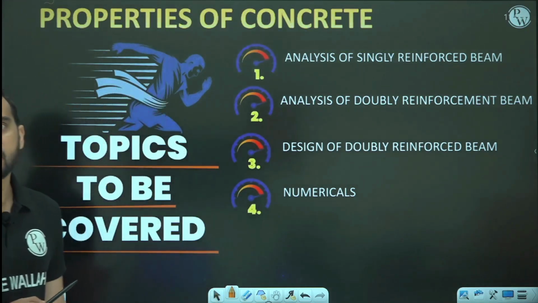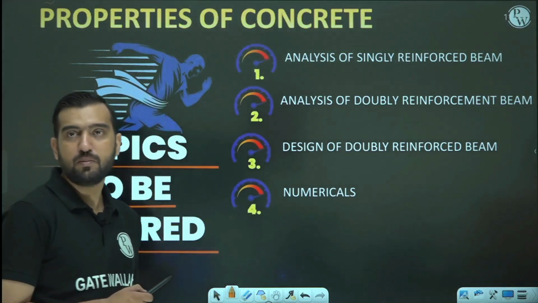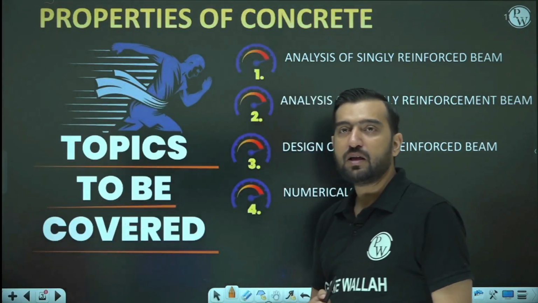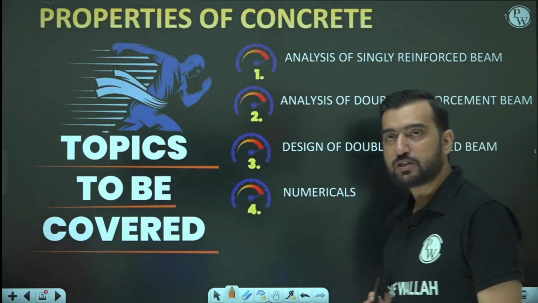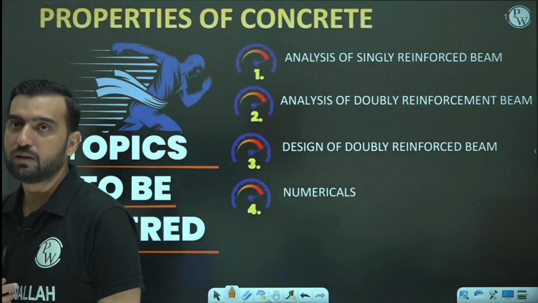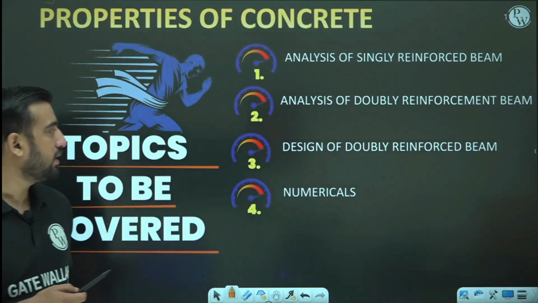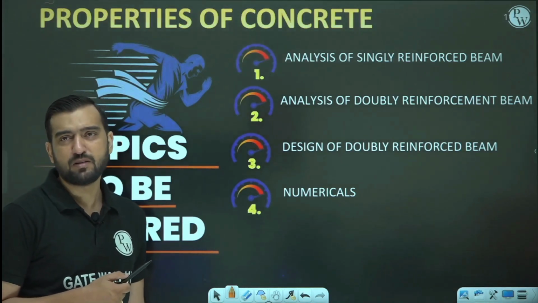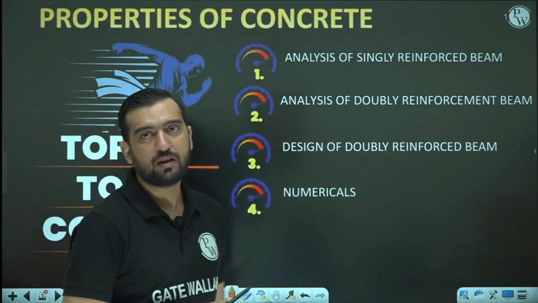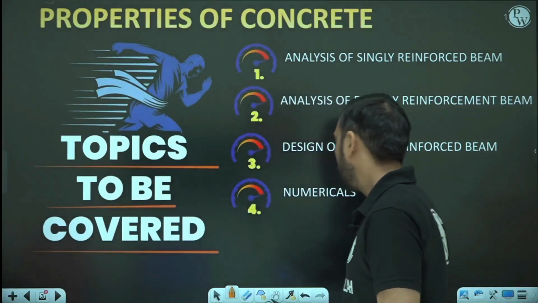Topic number 1 is analysis of singly reinforced beam, with which we are going to start. Afterward we are going to see analysis of doubly reinforced section, and then the design of doubly reinforced section, and in the end we will be covering numericals. So 3 topics are there today, and 3 numericals we will be covering in today's session. Okay, so let's start here.